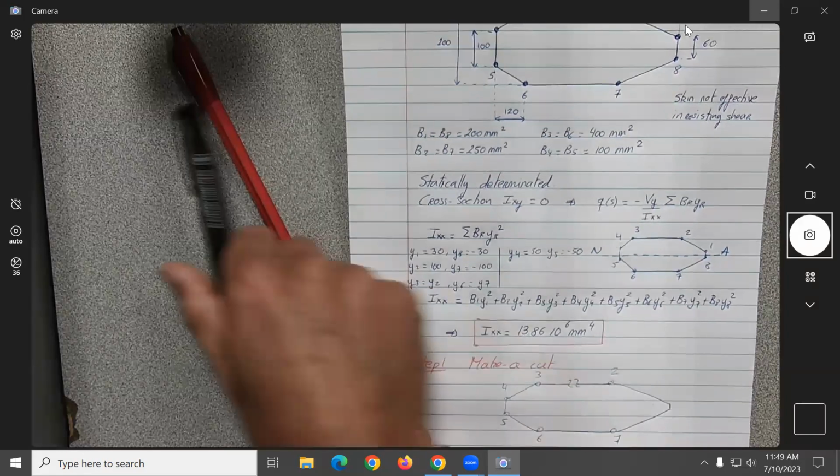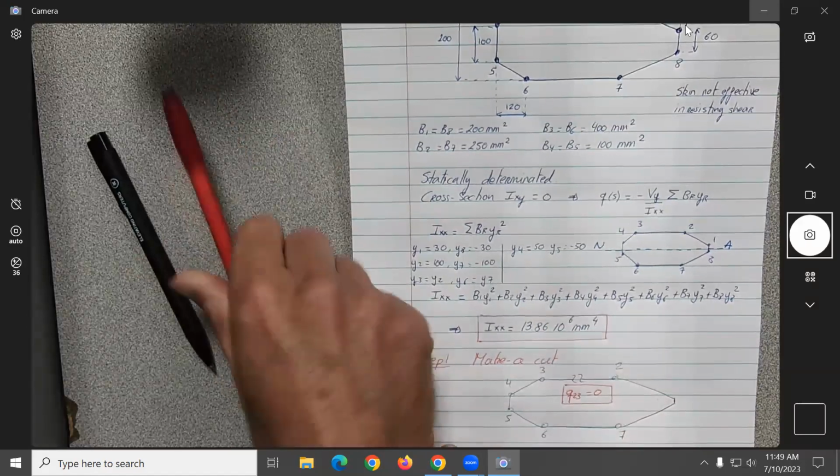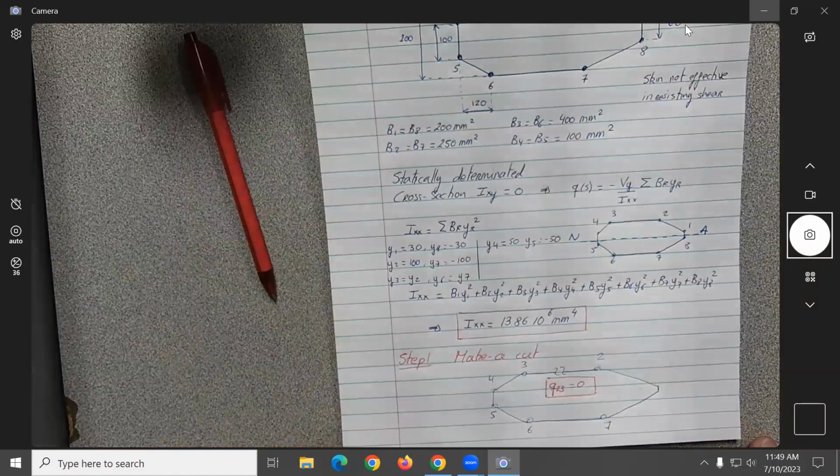Okay, so we make the cut here. What does that mean? Q to 3 is equal to 0.